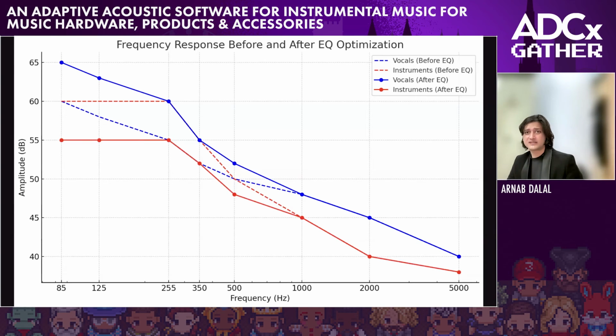Now moving on to the frequency response after EQ. Here you can see again a plot of the amplitude and the frequency. We have the frequency on the x-axis and the amplitude on the y-axis. As you can see, the blue dotted lines are for the vocals before EQ and the continuous line after EQ. And the red dotted lines are just instruments before EQ, and the red continuous lines are after EQ for only instruments.